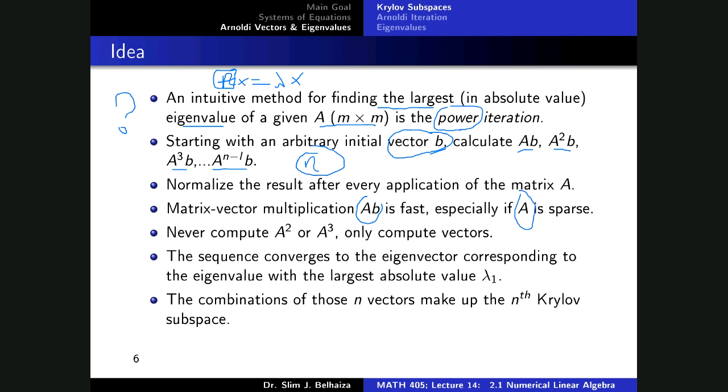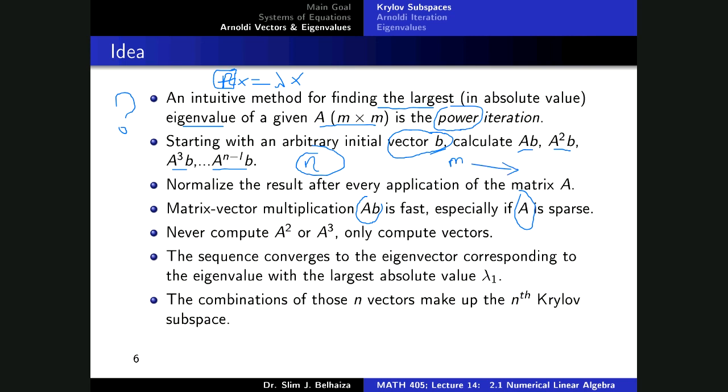Oh, so that solves part of our problem. Now, what is the deal? Why do I have to do this? In fact, when we do this, we are trying to project A, which is m by m, into a new space which is of dimension n. We move from a space of dimension m to a space of dimension n.